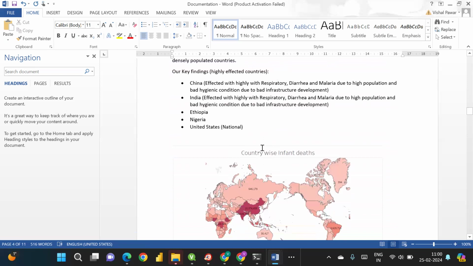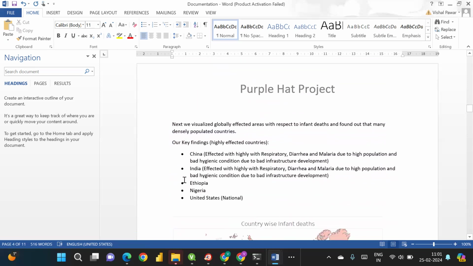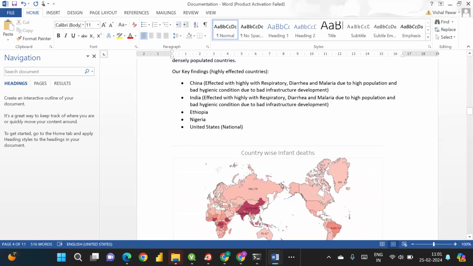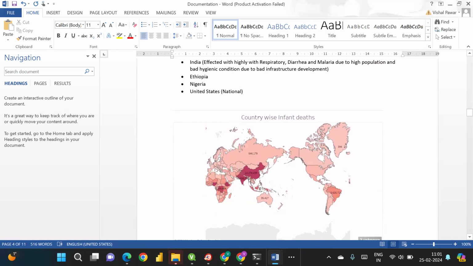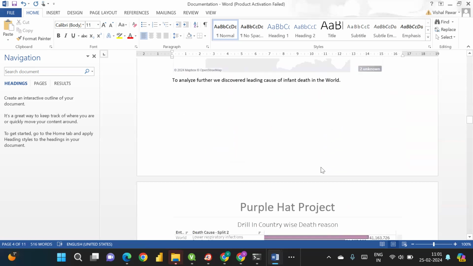Now we wanted to highlight all the countries which were highly affected by deaths in infants. As per our findings, we have plotted this on the world map, and you can see that Asian countries like India and China, and African countries like Nigeria and Ethiopia, have higher death rates compared to other countries in the globe. The United States is quite moderate, but we have to analyze it as we have to analyze on the national level and the international level.